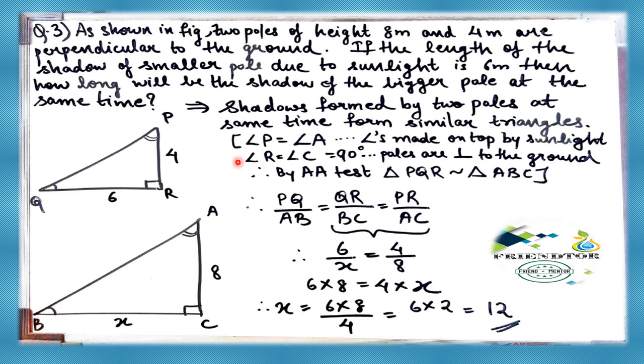The next observation is that at a fixed time, the sunlight will make the same angle at the top. At a fixed time the sun is at a fixed position when you look from one point. So at that time, for both the poles, the sunlight will pass at the same angle at the top part of the poles, and it will make the same angle.